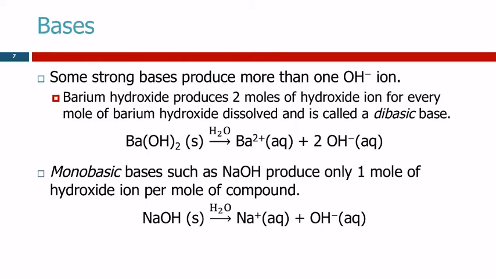some of the strong bases, those ones that are the heavy group 2A metal hydroxides, produce more than one hydroxide ion for each formula unit of the base that dissolves. So if we look at barium hydroxide, its formula is Ba(OH)2. We can tell from the formula there are 2 hydroxide ions in each formula unit of this. So when barium hydroxide solid dissolves in water, it forms a barium ion and 2 hydroxide ions.